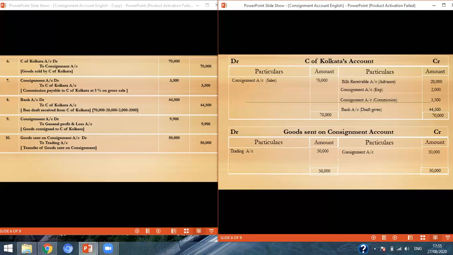So here in the books of consignor, meaning A of Ahmedabad, we have made general entries as well as 3 accounts. In the books of consignee, we have to make just one account, and it is very easy to make. If you really want to save your time, energy and mind, I'll show you how you just give the reflection of C of Kolkata's account to A of Ahmedabad. So let's see the books of consignee.